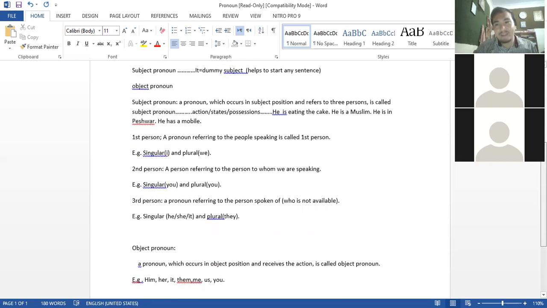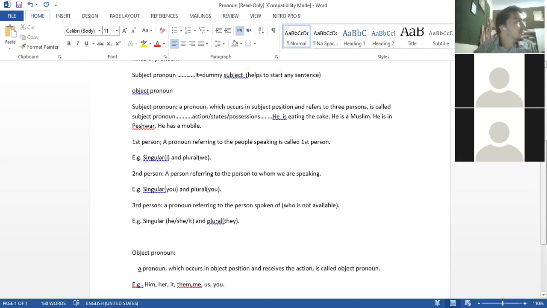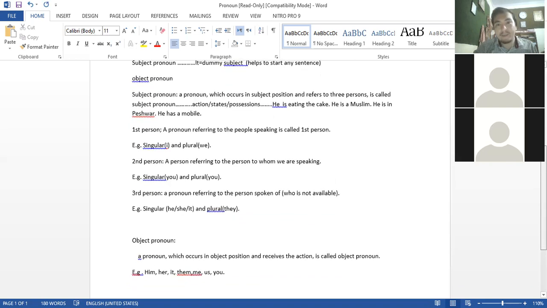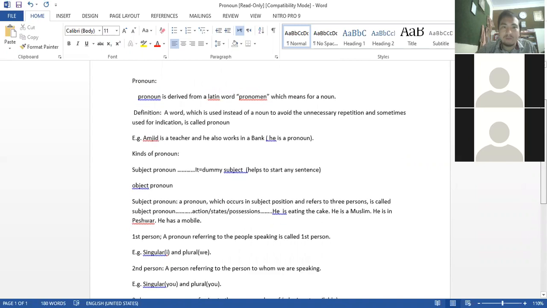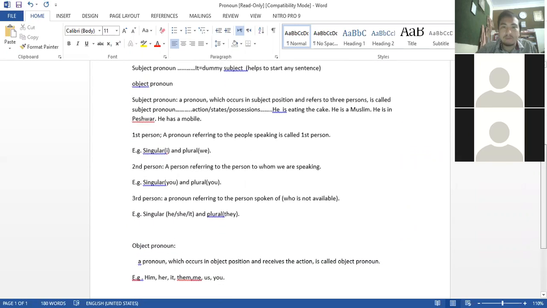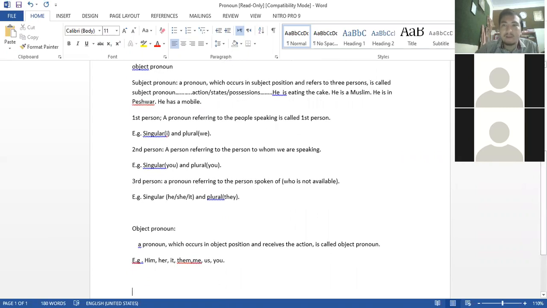What is a dummy subject? A dummy subject helps to start any sentence, like "it's Hamid Ibrahim" or "it's Sulaiman." I was listening some, but I had no focus. What is a first person pronoun? First person pronouns are... I forgot this. Okay, it means I'm referring to the people speaking. I would say the speakers. The speakers are called what? First person pronoun. So we are having two: one is singular, the second is plural. Singular as I, and the second plural as we.